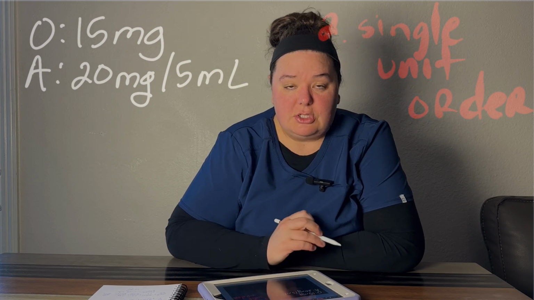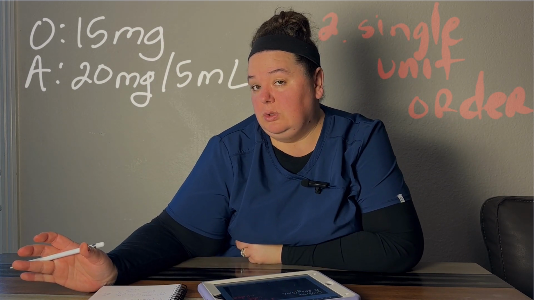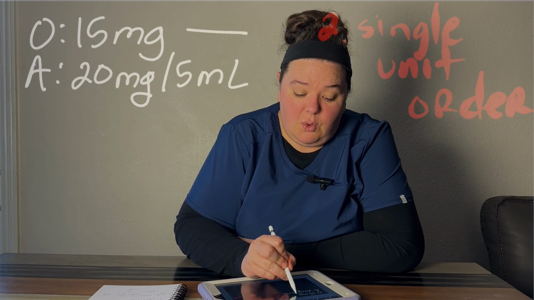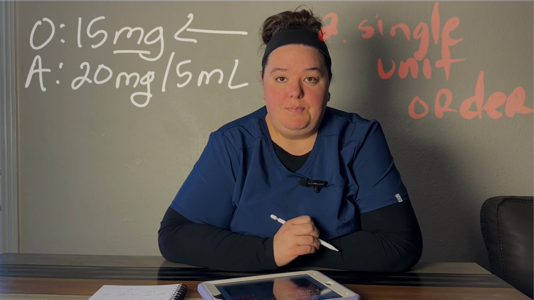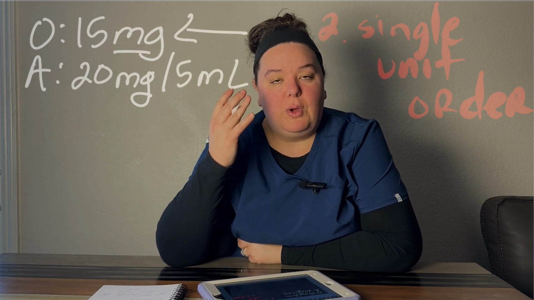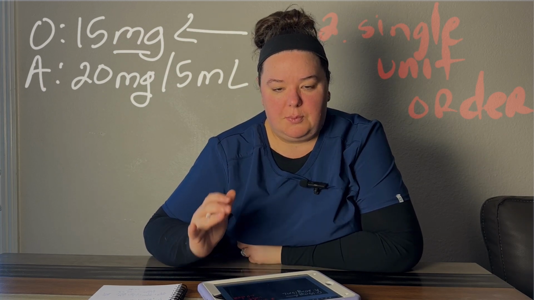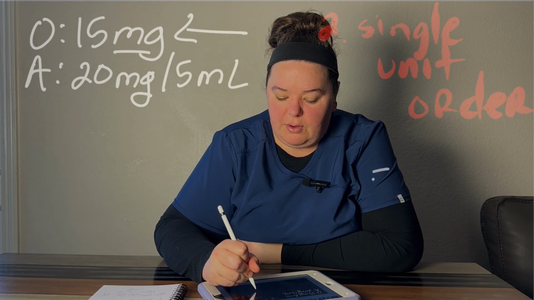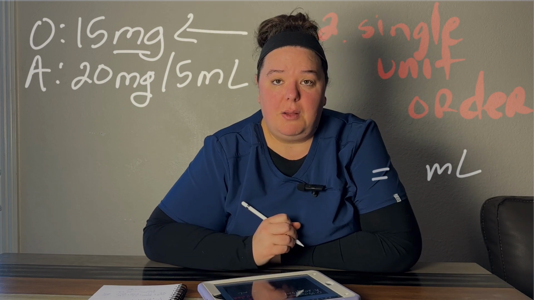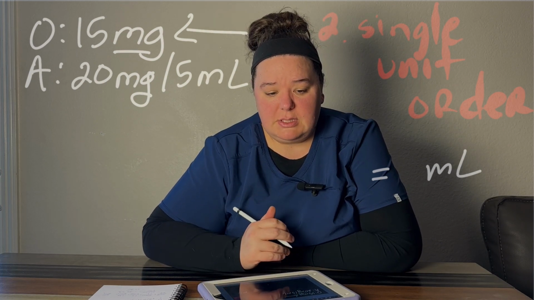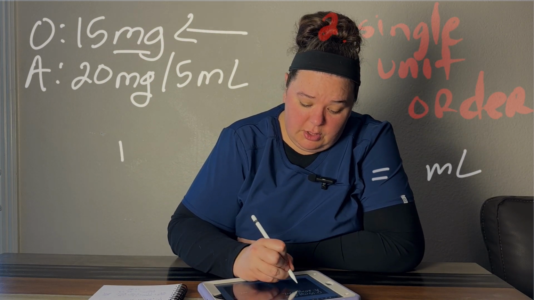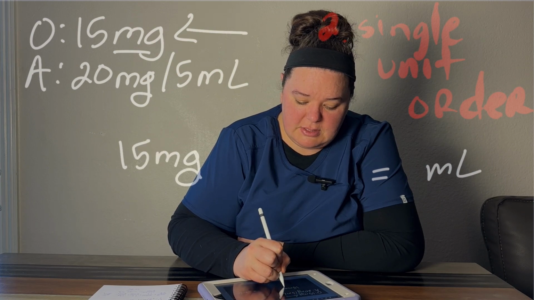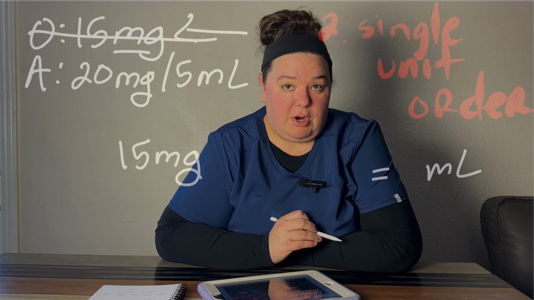And you can see there's no weight, so we can't use the first golden rule, but there is an order with one label. So when you have this scenario, we 1000% are always going to start with that order. We're looking for milliliters in this problem, so we want to make sure we have our equal sign, and we're going to start with our order. So we have 15 milligrams. We've used it, cross it out.